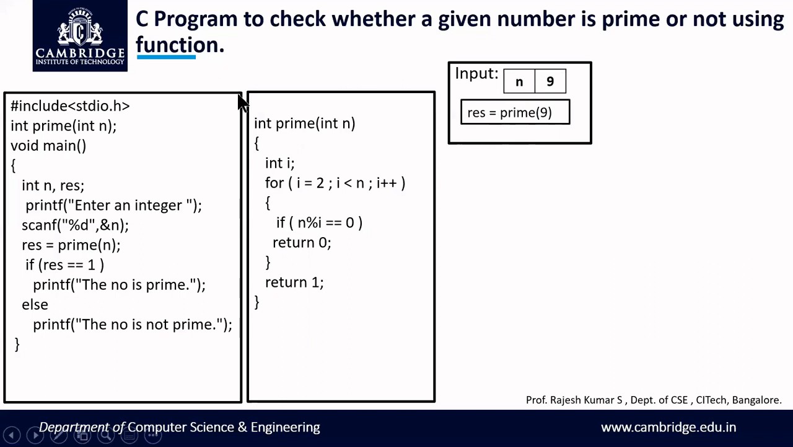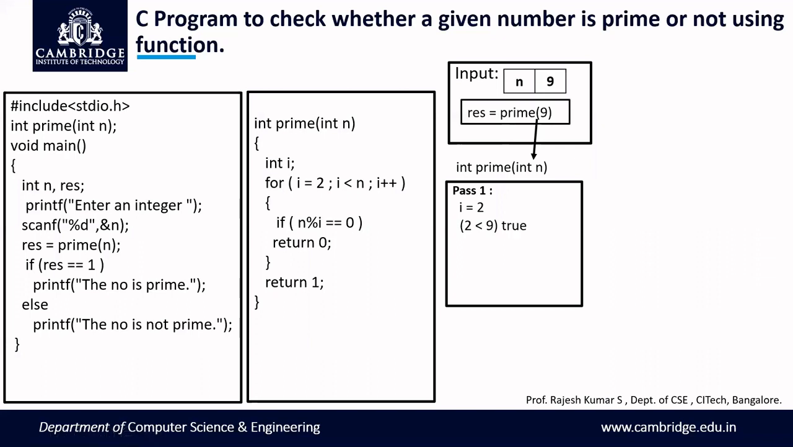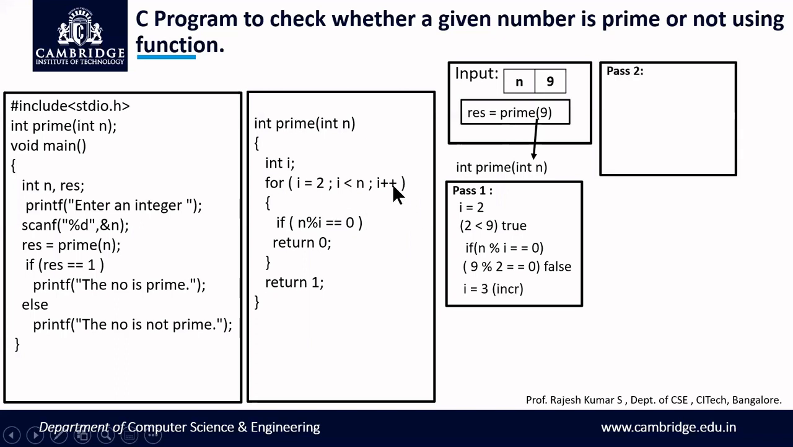Now coming to the program here, I equals 2, and I'm checking for the condition. What is the condition? I less than n. What is the value of I? 2. 2 is less than 9. Yes, 2 is less than 9. We'll come inside this for loop. Inside the for loop, I'm checking whether 9 is divisible by 2. Is it true? No, it is not true. So what happens? I will increment I value. I value will become 3.